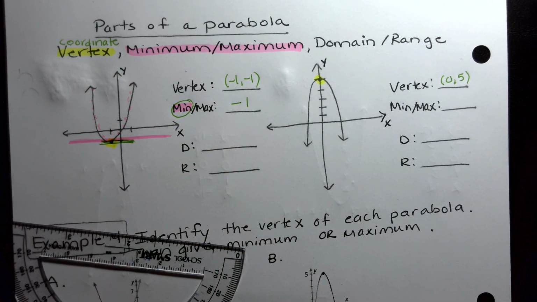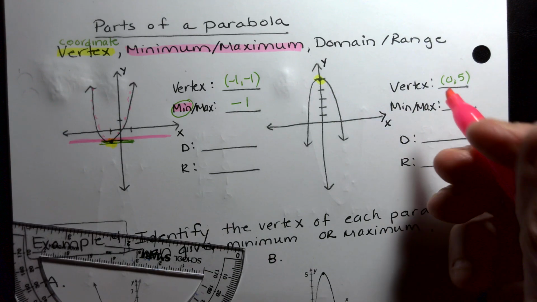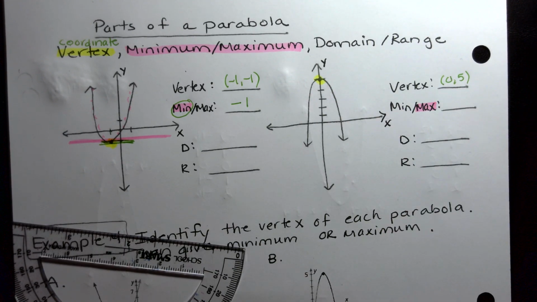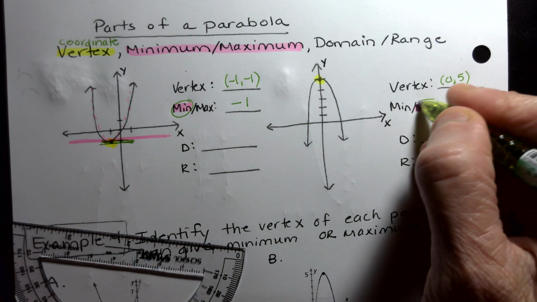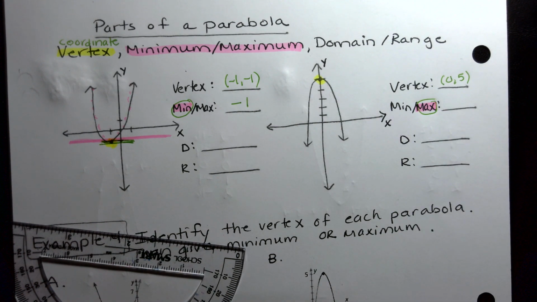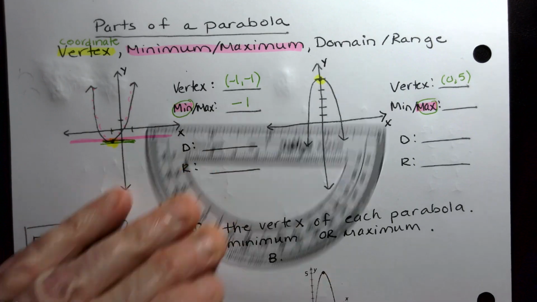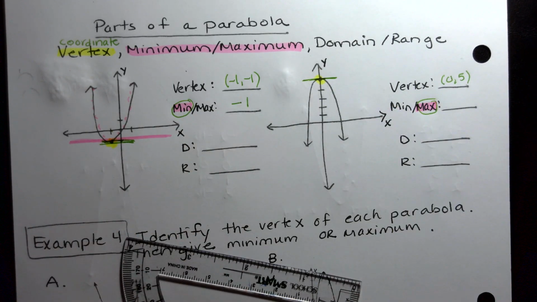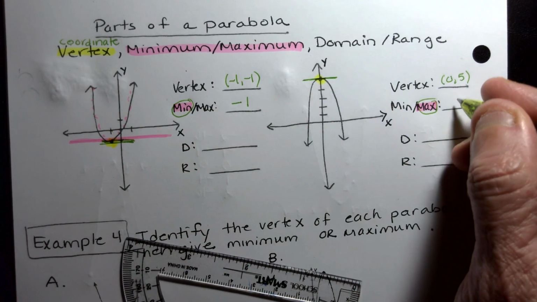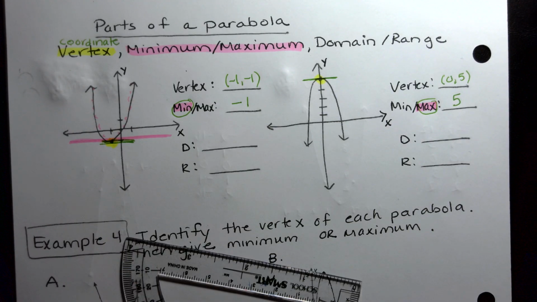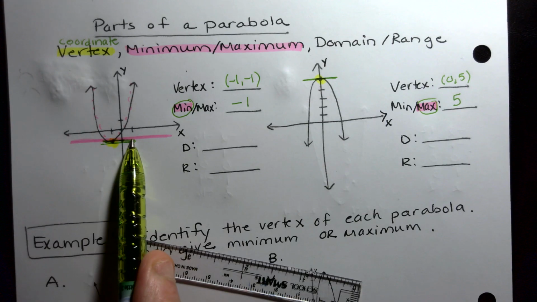Now, is that point the minimum of the graph or the maximum? Yes, it is the maximum. I hope you guys were saying maximum. It's the top of the graph. It's the maximum. Now, what is the maximum? What's the number? Right there. It crosses right there. What is that? That's 5. But I don't put the coordinate again. I just put 5. I just put where it's hitting that y-axis if I were to extend a line over.